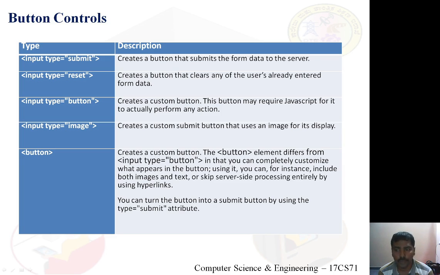Using it, you can include both images and text. Using button, you can include both images and text. Or you can skip server-side processing by providing a hyperlink. I'll show you through an example in the next slide. Also, you can turn this button into a submit button by using the type equals submit attribute. Now we'll look at an example.